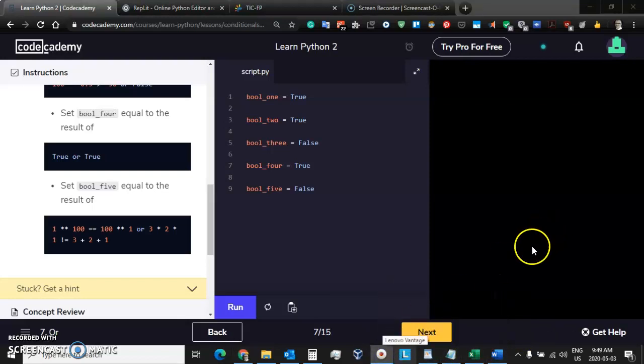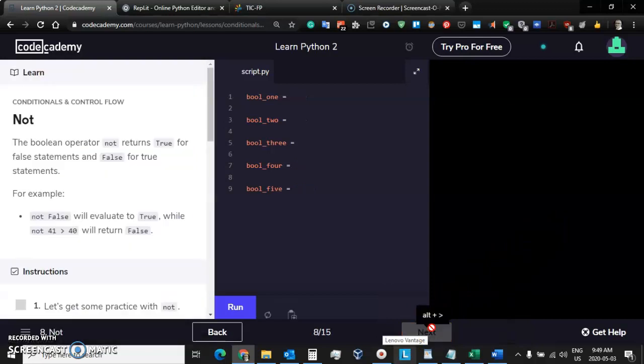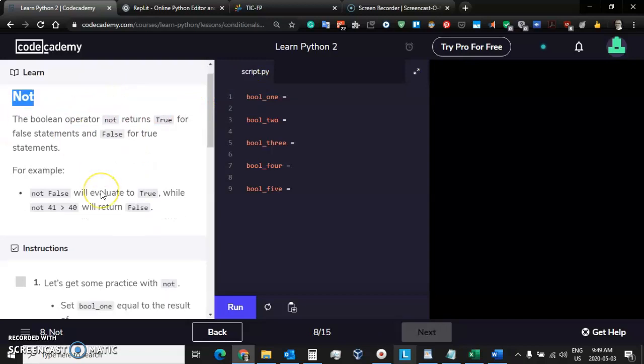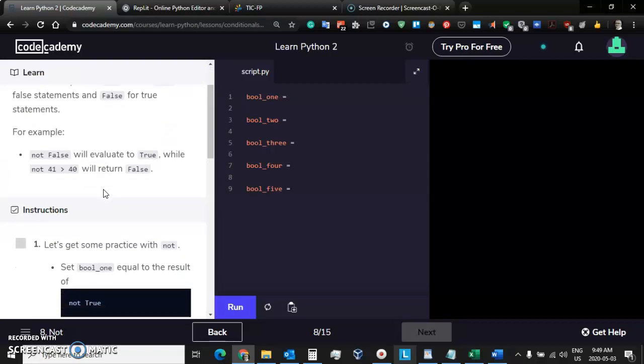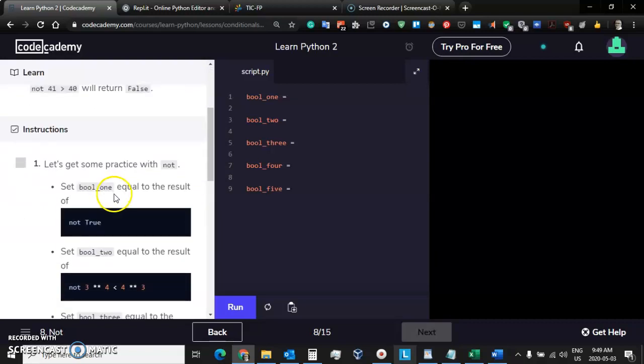So we'll continue now on to the next one we're doing, and we're looking at the NOT operator. So NOT just inverts the value. Wherever you have true, it becomes false. Wherever you have false, it becomes true. So set the Boolean value for the following. Not true. Well, if something's not true, I guess it's false.